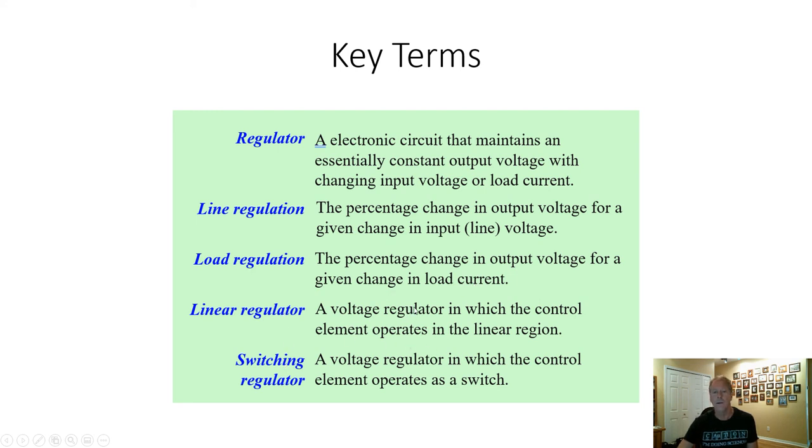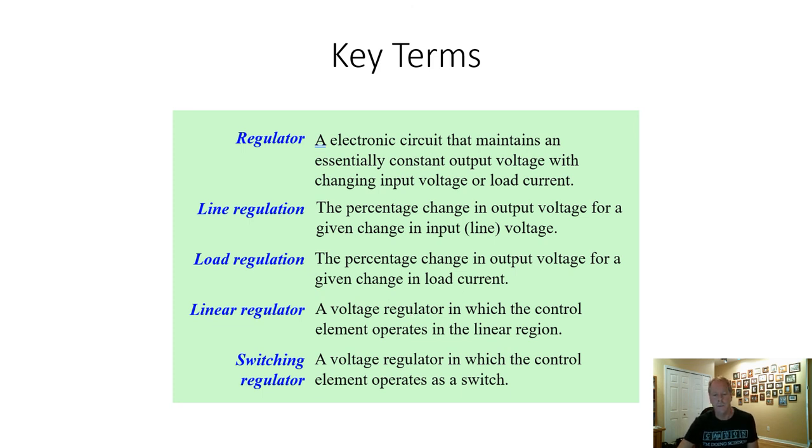A linear regulator is a voltage regulator in which the control element operates in the linear region. So they get a little hot, and they're not very efficient. But they're usually used for very low current situations, in the milliamps, and maybe approaching an amp, but not much more.